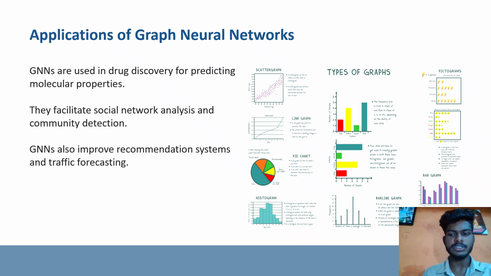Applications of graph neural networks. GNNs are used in drug discovery and predicting molecular properties. They are utilized in social network analysis and community detection. GNNs also improve communication systems and traffic forecasting.